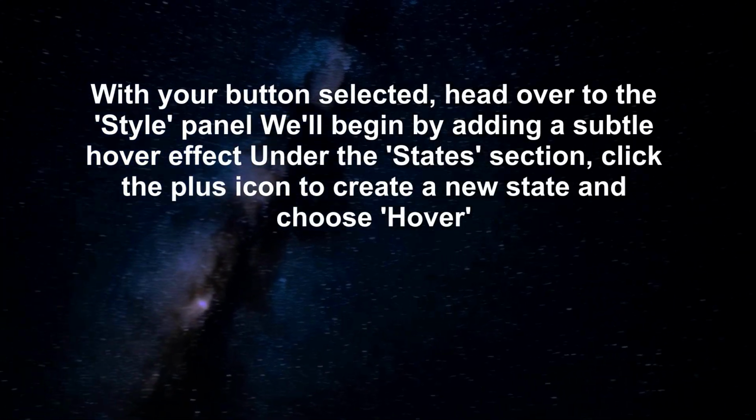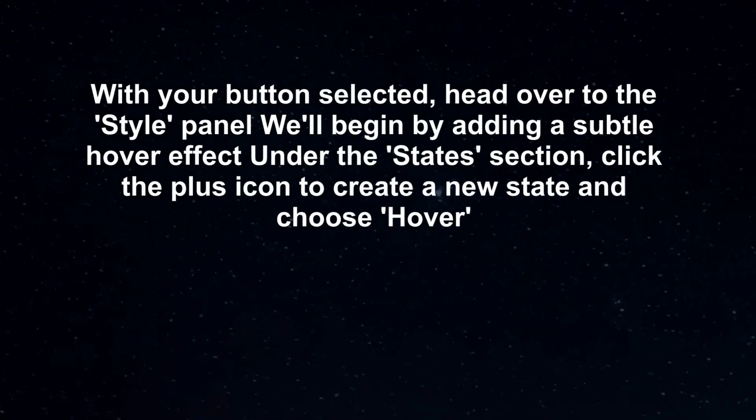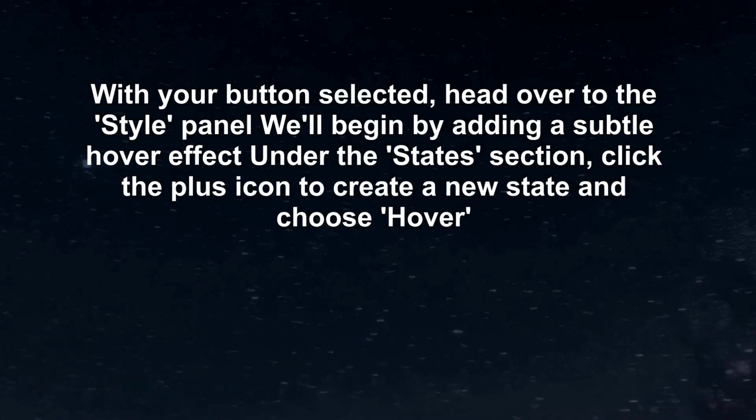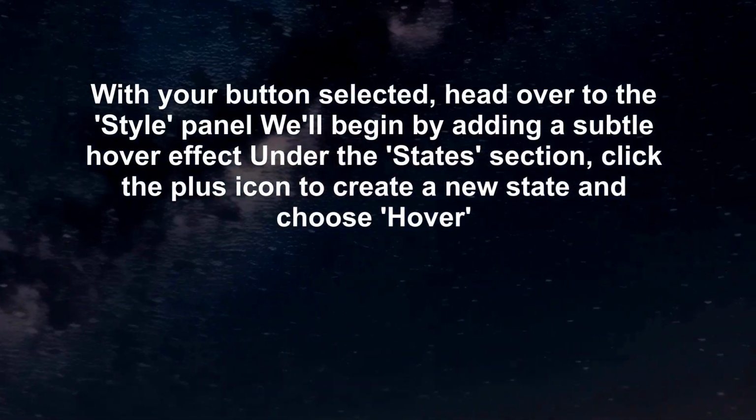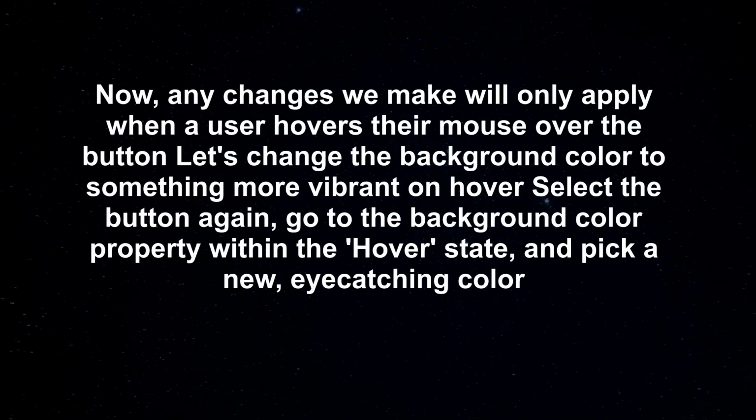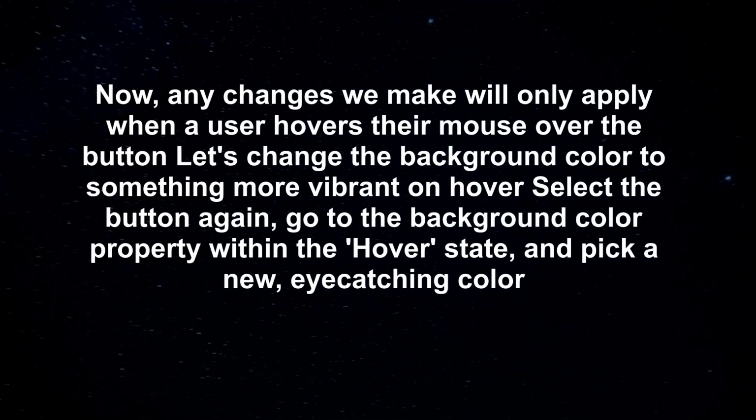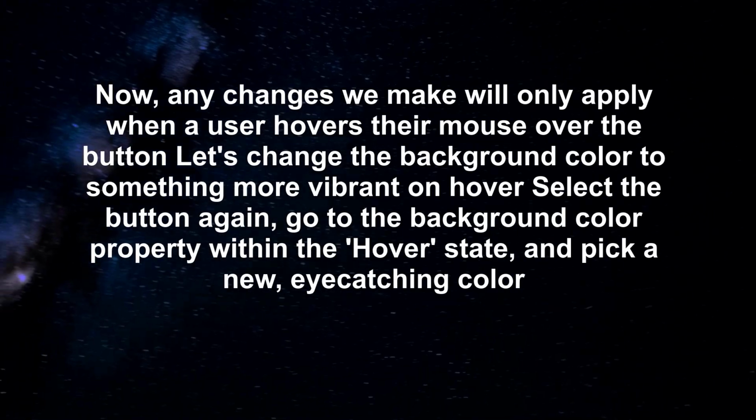With your button selected, head over to the Style panel. We'll begin by adding a subtle hover effect under the State section. Click the plus icon to create a new state and choose Hover. Now, any changes we make will only apply when a user hovers their mouse over the button.